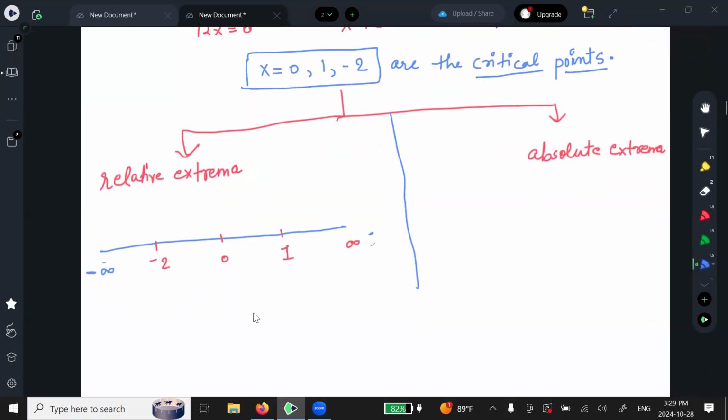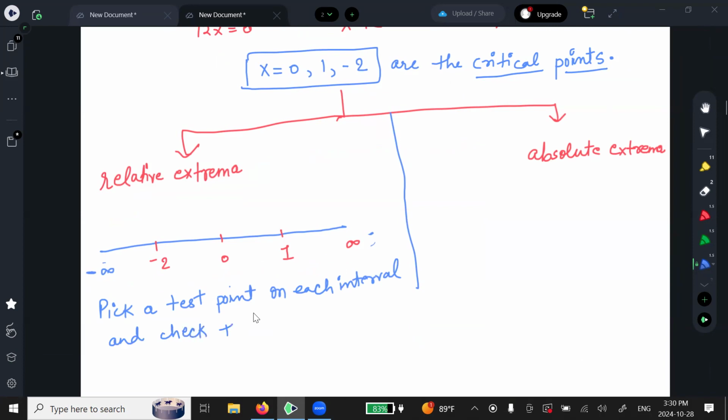Okay. Now, what is the next step? How do I find the positive, negative? Pick a test point. Pick a test point on each interval and check the sign of the first derivative, f prime, right? That's what we do. So you pick whatever you want.